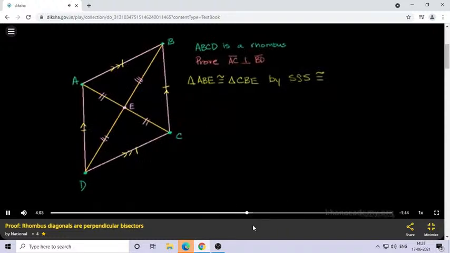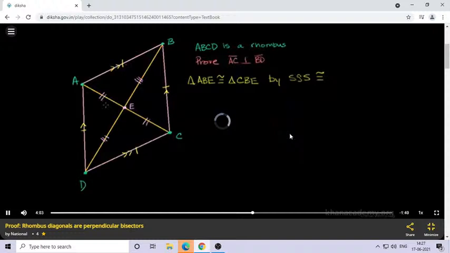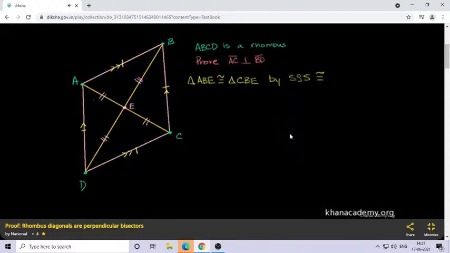Aside, and aside. And then once we know that, we know that all the corresponding angles are congruent. In particular, we know that angle AEB is going to be congruent to angle CEB.